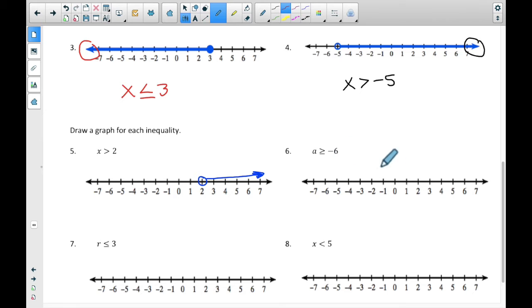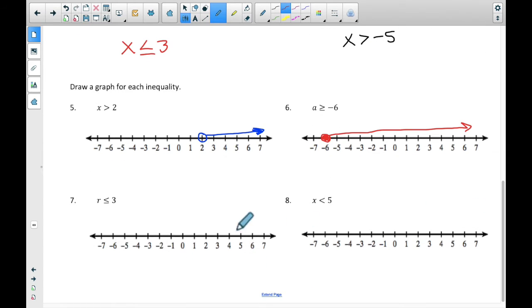Okay, a is less than or equal to negative 6. So I go to negative 6, I make a circle. It has an equals. Since it has an equals, I have to fill in my dot. It says less than or equal to. The arrow is pointing this way. It's all the way over here. And again, we'll do practice of this in class.